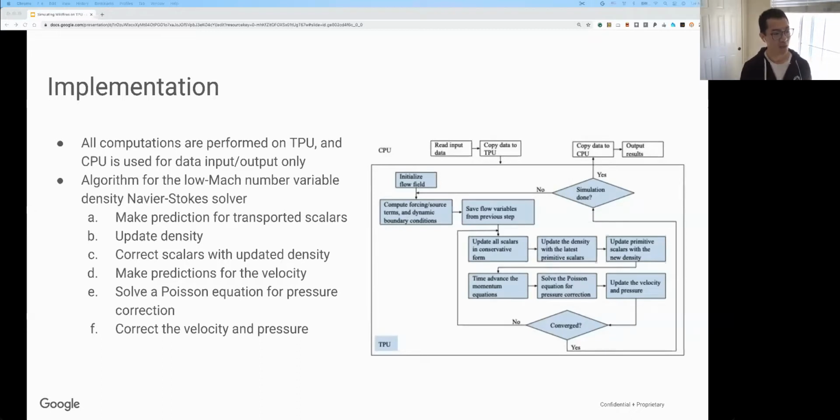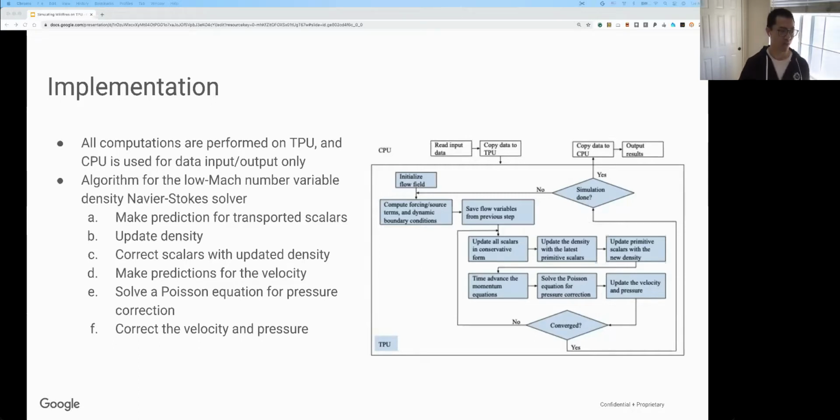And this flowchart on the right also shows our algorithm to solve this low Mach number variable density Navier-Stokes equation. At each time step, we first make a prediction for the transported scalars. Then we use these scalars to update the density. With that, we adopt a predictor-corrector approach to solve the momentum equation.